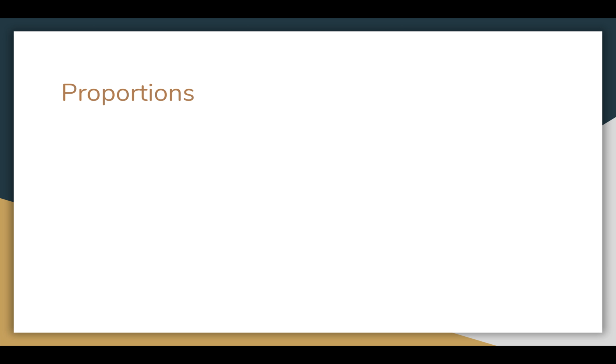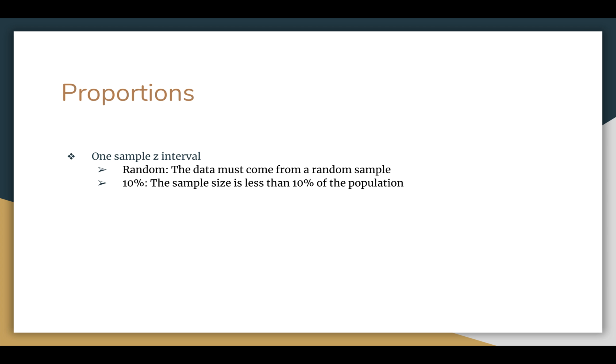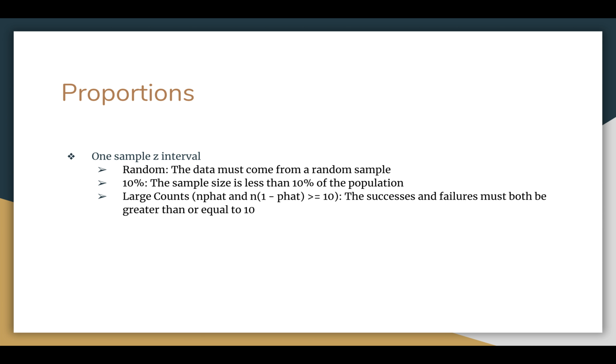Let's start with proportions. The first confidence interval we'll cover for proportions is a one-sample z interval. Before doing the calculations, you should always check the conditions. The conditions are random: the data must come from a random sample; 10%: the sample size is less than 10% of the population; and large counts: n p hat and n times 1 minus p hat are greater than or equal to 10.